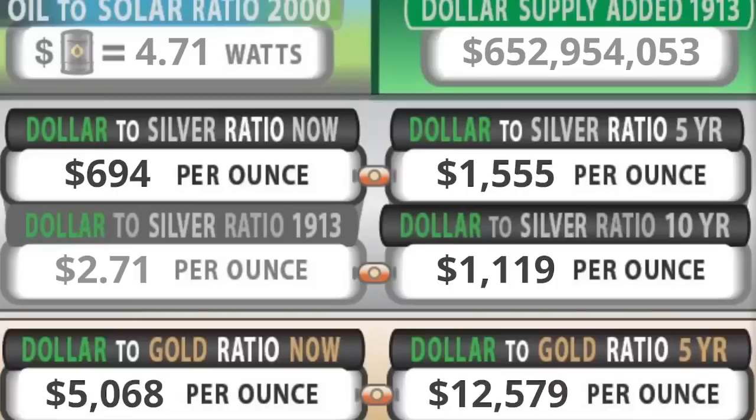The number keeps increasing at a rapid pace. No sign of slowing down now as we track the dollar to silver ratio. $694 silver. Let's explore.